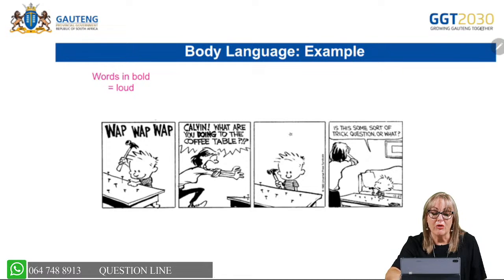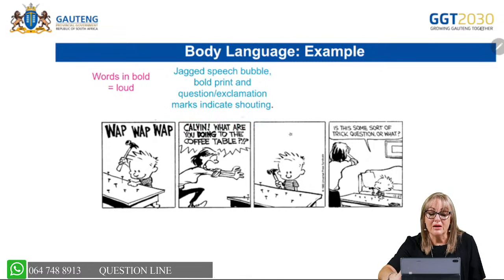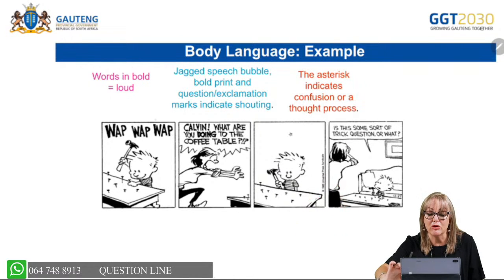The words are in bold, so they indicate loudness. Here there's a jagged speech bubble. It's bold print and there are question marks indicating shouting. So these are all the visual clues, the verbal clues. There's an asterisk, it indicates his confusion or his thought processes.